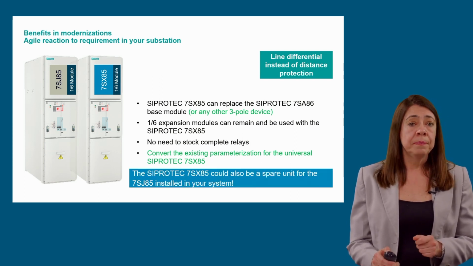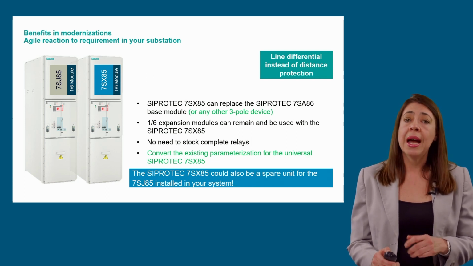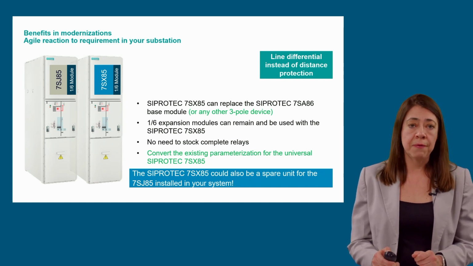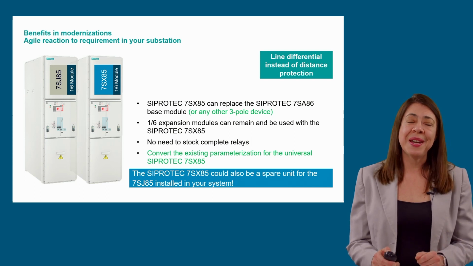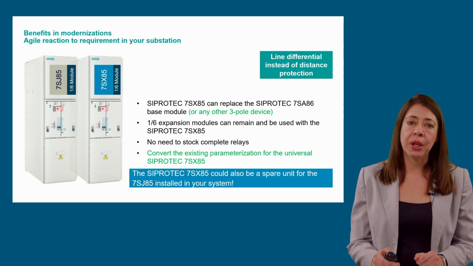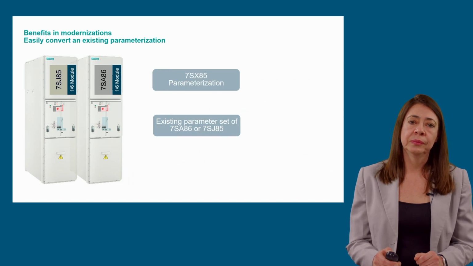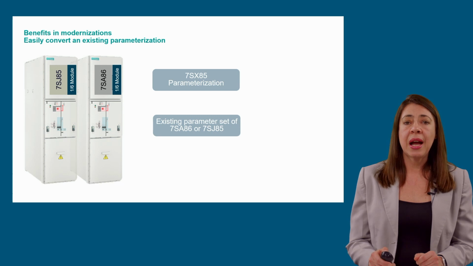Keep in mind, the universal device could be also used as a spare part for your existing 7SJ85. Moreover, with the 7SX85, you can actually use the parameterization of any SIPROTEC 5 device. The parameterization is converted with a couple of clicks.